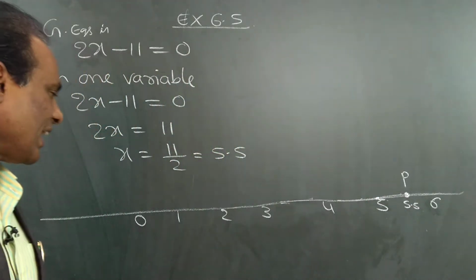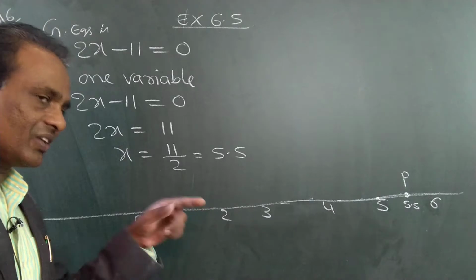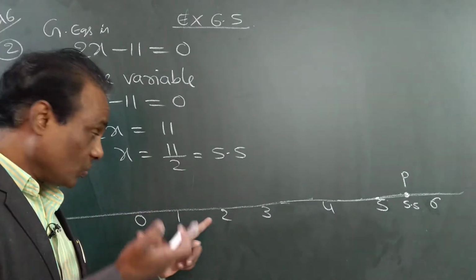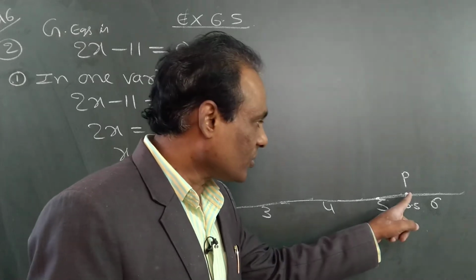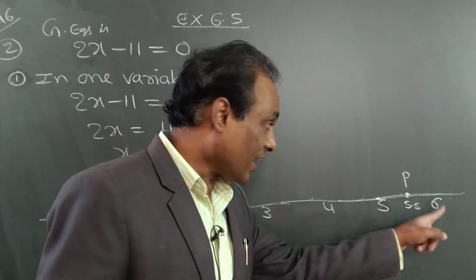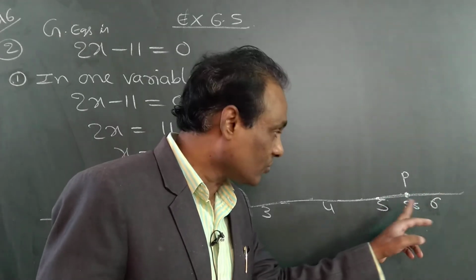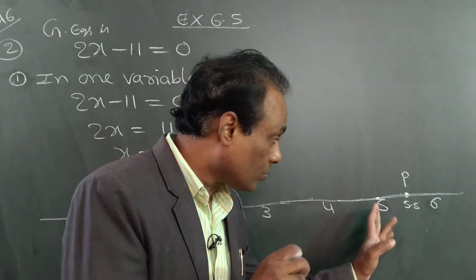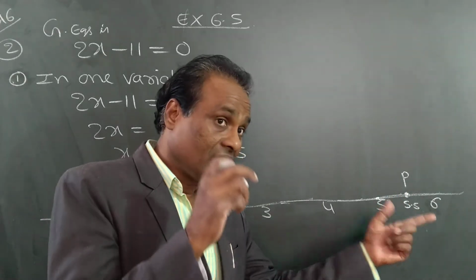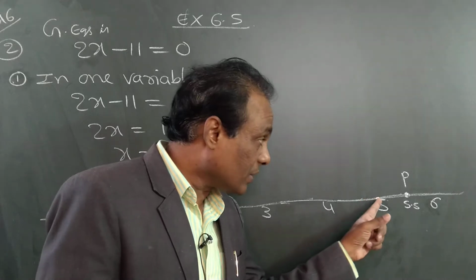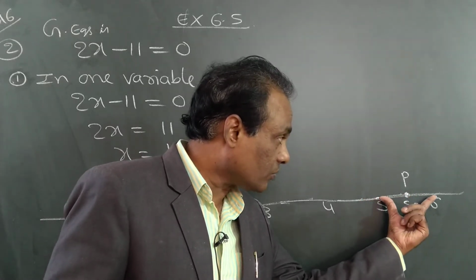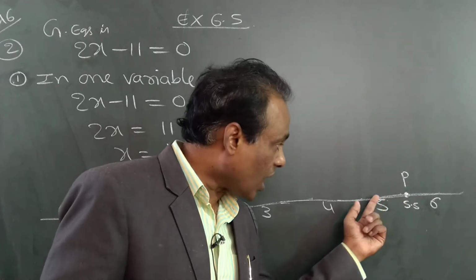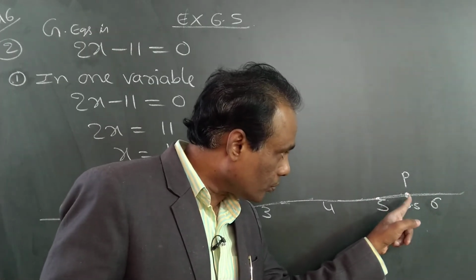If you are using the scale, equal distance: 1 centimeter, 2 centimeters, 3, 4, 5, 6 centimeters. So you have to mark the point. Between 5 and 6 there will be 10 lines, no? On the scale there will be 10 small intervals between 5 and 6. So after the fifth one, you mark the point.